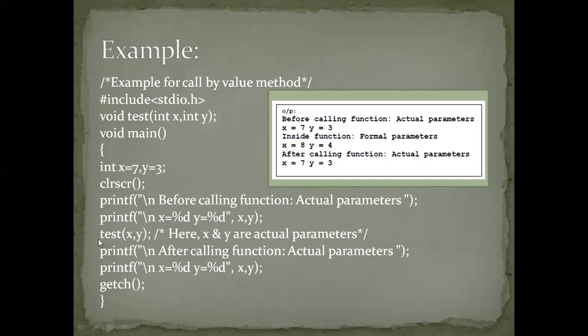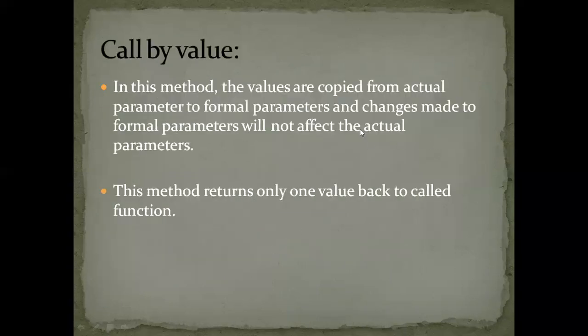Okay, now control will come back to here. After this test function, we have executed inside the function and seen the value of the formal parameters. Now, after calling the function, what are the actual parameters? The actual parameter values I am supposed to display. So listen, after calling the function, the actual parameter values will be x is equal to 7 and y is equal to 3.